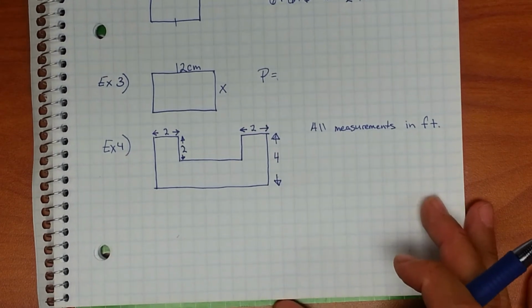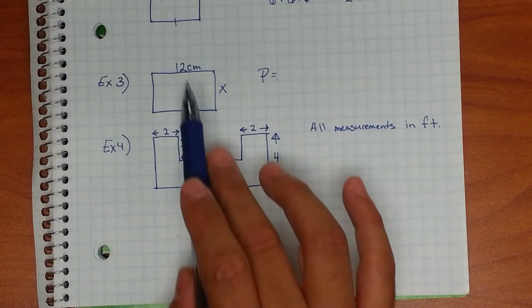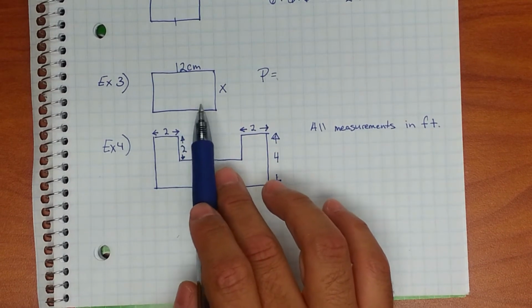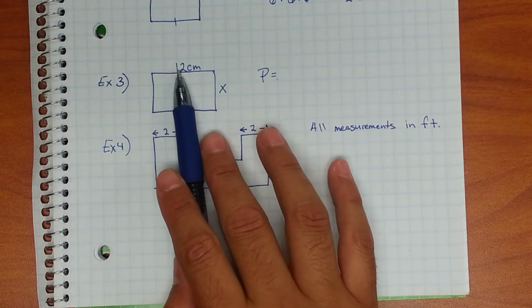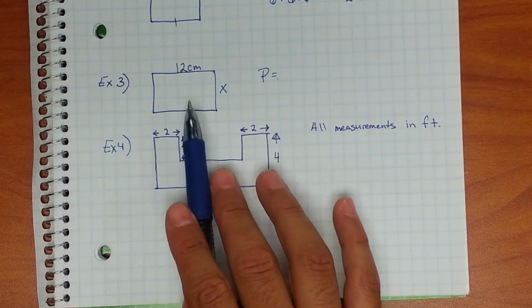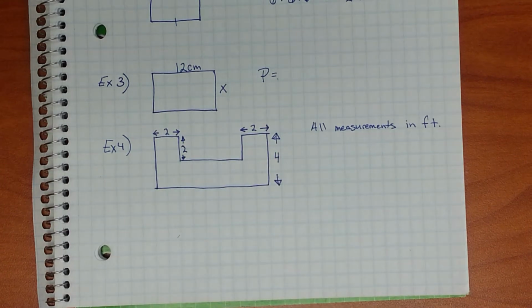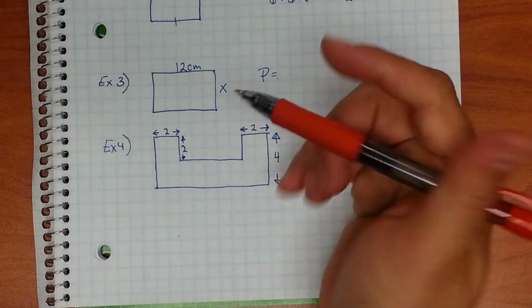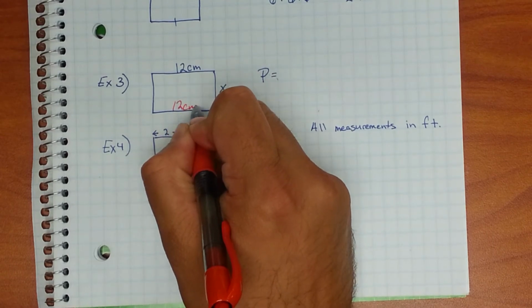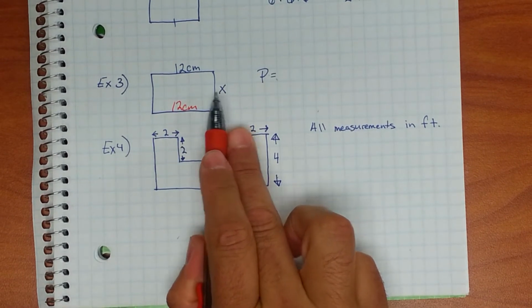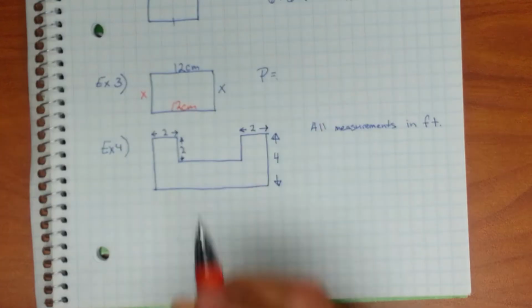Now, looking at example 3. On example 3, this right here is some problem solving. I have a rectangle. On this rectangle, I know that the top and bottom are going to be the same. The left and right are going to be the same. So I'm going to go through and fill in the blanks of what is the same. Since that's 12, that makes this one 12 centimeters also. So if this one is X, that means the other one on this side is also going to be X.